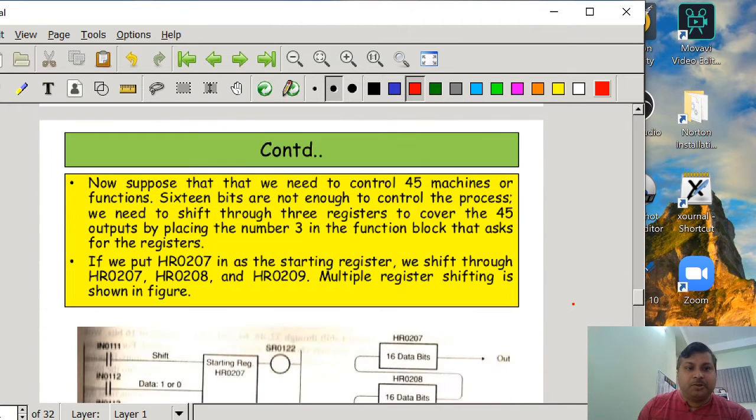Okay, so now suppose that we need to control 45 machines or functions. 16 bits are not enough to control these processes. We need to shift through three registers, because 3 times 16 is 48, to cover the 45 outputs, by replacing the number 3 in the functional block that asks for the register.